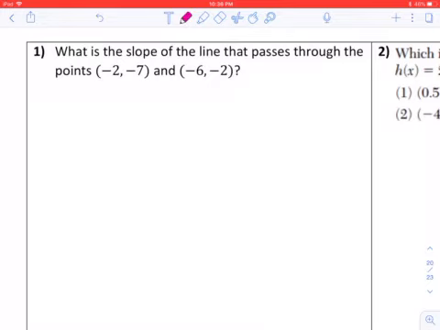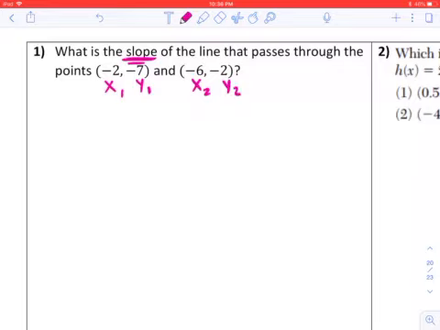-6, -2? Now this is the question that is only asking for the slope. We see questions where it gives us 2 points and it asks for the equation of the line, and then a lot of you just find the slope and then you lose half the points because you didn't do the rest of the question, which is to actually find the equation of the line. This does not ask for the equation of the line. This is just asking for the slope.